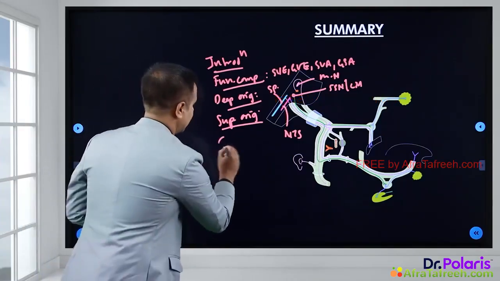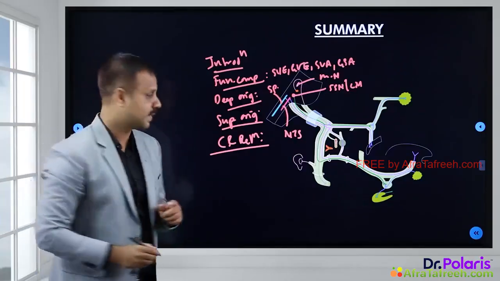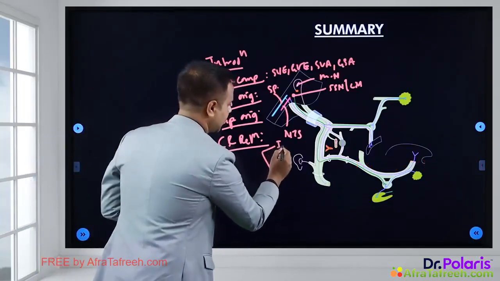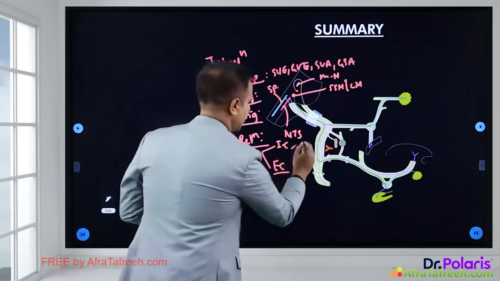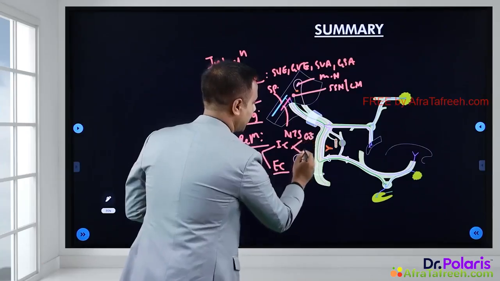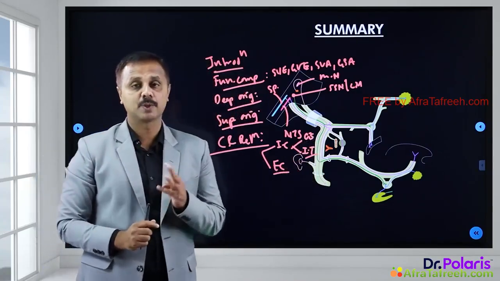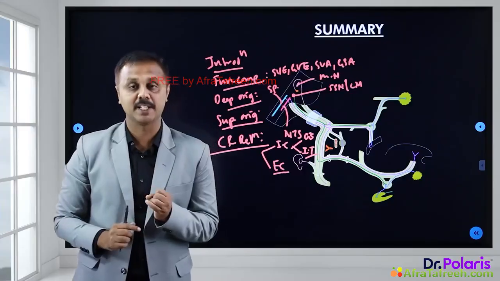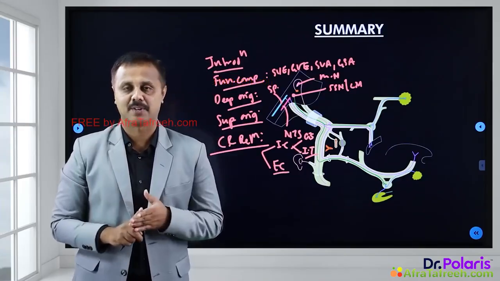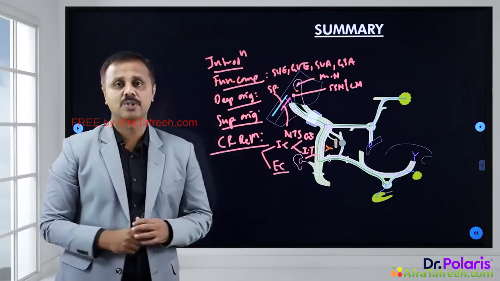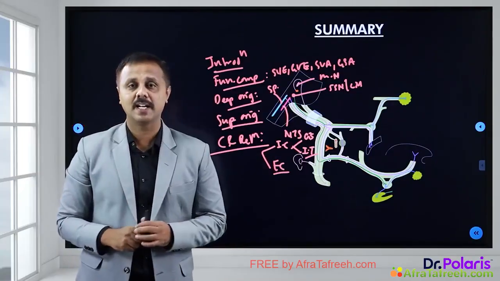Then we discussed the course and relations. We said that it has an intracranial course and an extracranial course. The intracranial course we further divided into the cisternal part and then the intratemporal part. The intratemporal part was further divided into 4 segments: meatal, labyrinthine, tympanic, and mastoid. Right? The extracranial course gave 5 terminal branches, whereas the intracranial course had 3 branches.